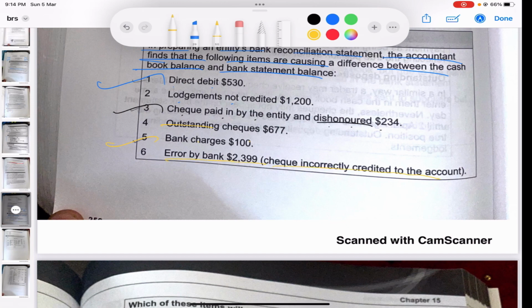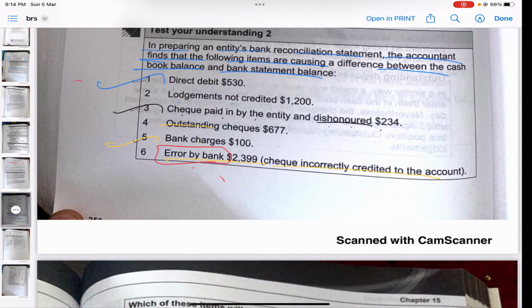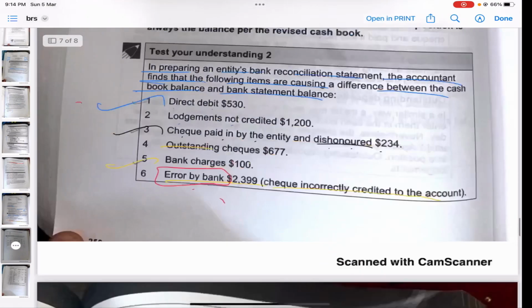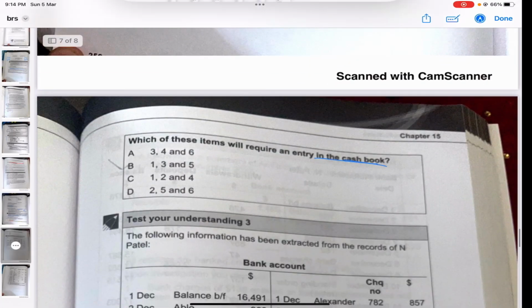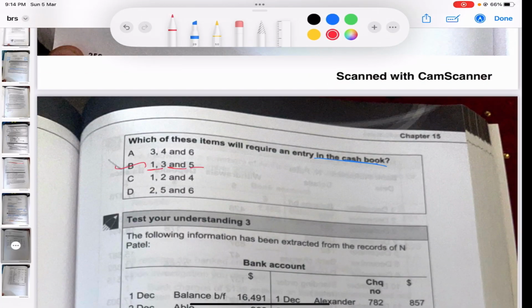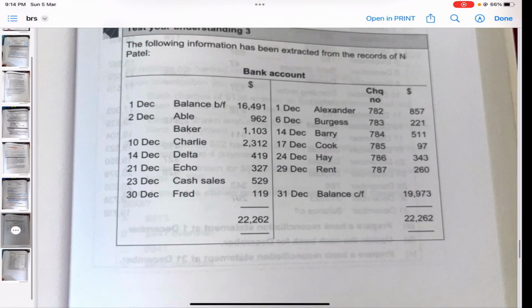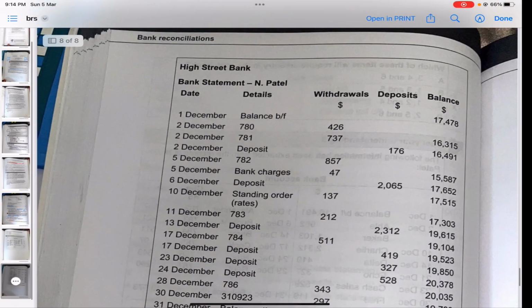Check incorrectly credited. Now this is a bank error, so this is not my mistake. So my answer would be 1, 3 and 5. So my answer is going to be B. Okay, now let's go to test your understanding 3.